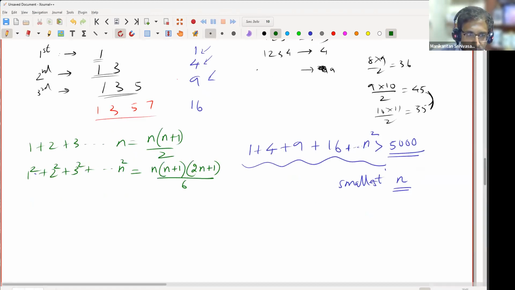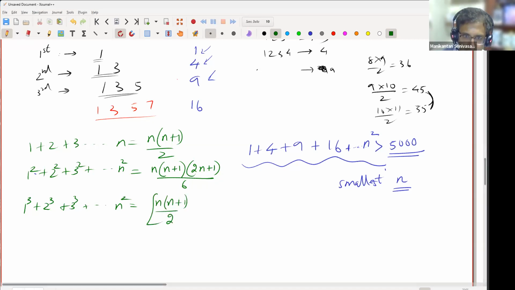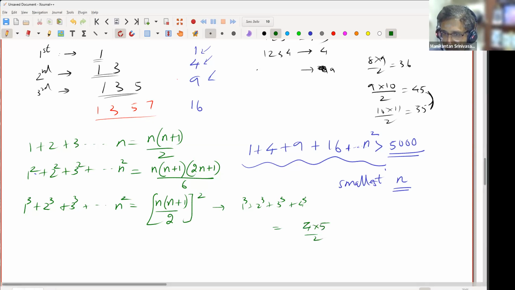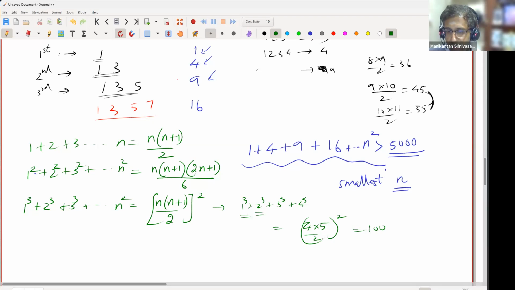And then on that same note, I'll do the cubes as well. This is easy. 1 cube plus 2 cube, so on till n cubed is nothing but n into n plus 1 by 2, right, from the first one, its square. So we can just experiment, for example, 1 cube plus 2 cube plus 3 cube plus 4 cube. So it'll be 1 plus 2 plus 3 plus 4, which is 4 into 5 by 2, n into n plus 1 by 2, its square, it'll be 100. You can check. 1 plus 8, 9. 9 plus 27 is 36. 36 plus 64 is 100. So these two are very connected.